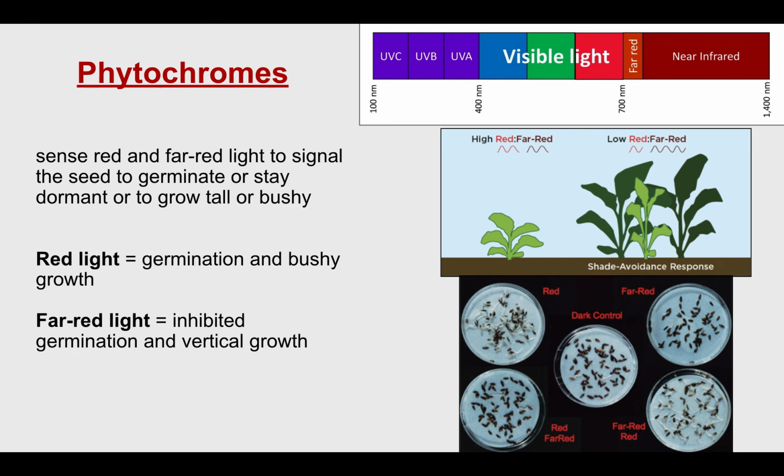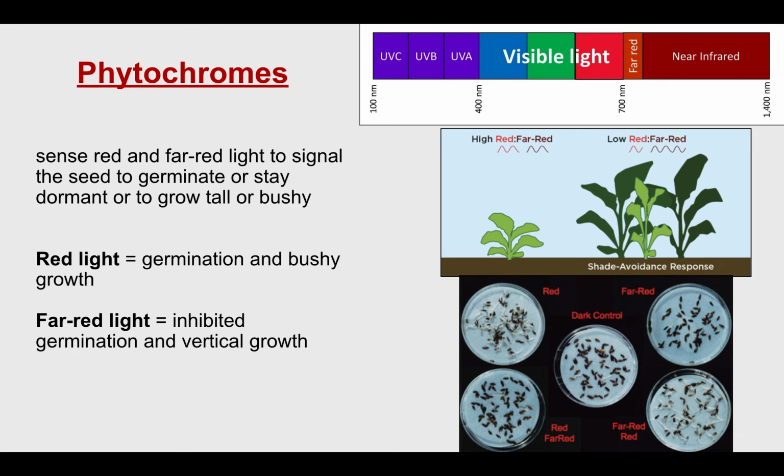So if these phytochromes sense a lot of red light, we're going to have plants that will actually germinate and have kind of a bushy growth. Red light means there's a lot of sunlight coming through. Regular sunlight, saying let's germinate, there's light available here, bushy growth. So it can produce lots of leaves to capture as much of that sunlight as possible.